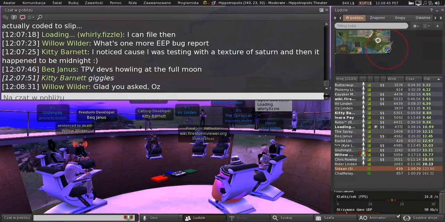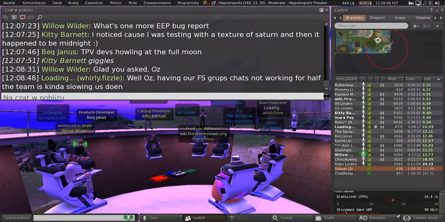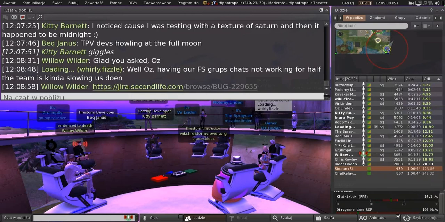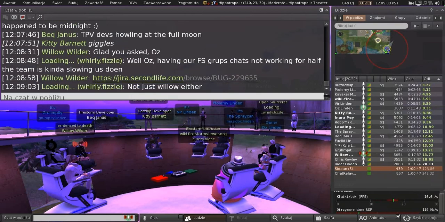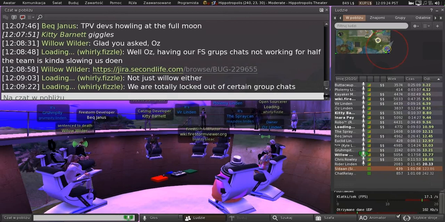So as of Wednesday, I have a problem. Our Firestorm group chats are not allowing me to communicate at all. And since then, I've discovered my group mod cannot communicate in those groups, and Rory cannot communicate in those groups. And this is going to hamper our ability to communicate with team members and testers. I can't communicate in any group at all.